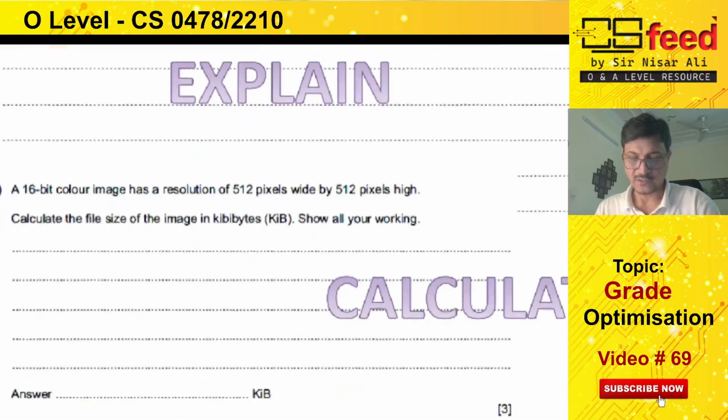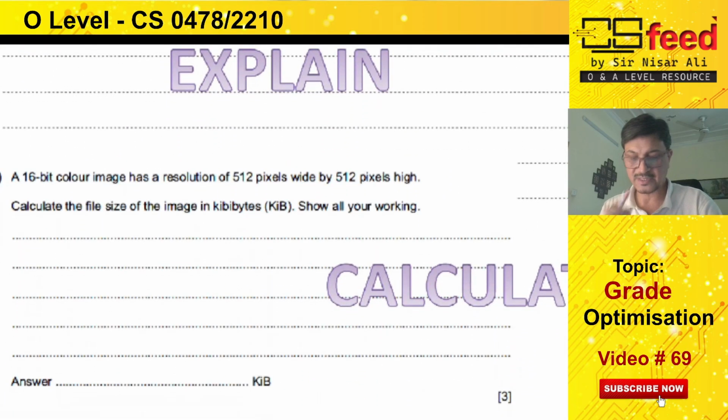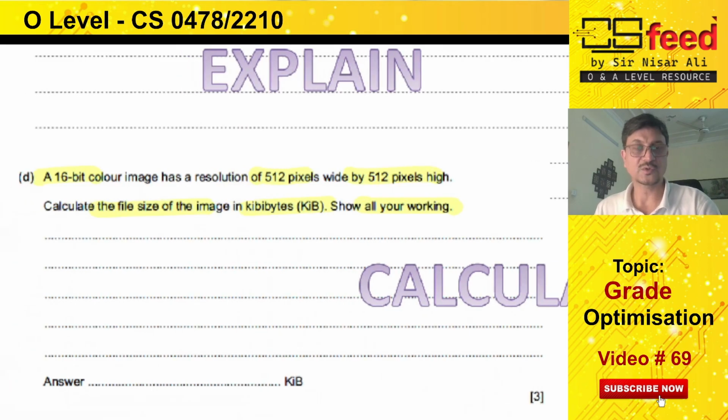All right. Now another question: a 16-bit color image has a resolution of 512 pixels by 512 pixels high. 16-bit color image, calculate the file size in KB, show all working. All right, so this is again a question in which you are going to calculate, apply your knowledge, and produce something. This is the application of the knowledge. And before I move on to the next part, I will also give you a guideline for solving these questions.